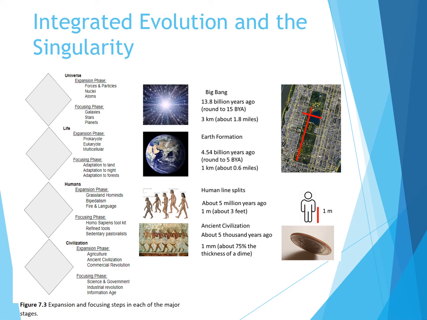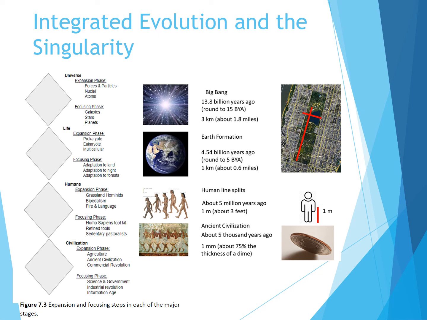And so if you compare this, the Big Bang is about 3 kilometers. We can see this in Central Park in New York City. 1 kilometer is about the width of that. So the 3 kilometers would be the history of the universe, the age of the universe. The 1 kilometer would be equivalent to the age of the Earth, about 5 billion.